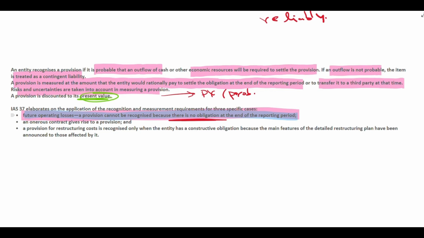An onerous contract gives rise to a provision. Onerous contract means you got into a contract, but now you see that the contract doesn't hold good. In that case, you will recognize a provision for that onerous contract. The provision for restructuring: you're making some changes in the organization, and it will have some cost related to it. So you recognize that as a provision for restructuring and things like that.